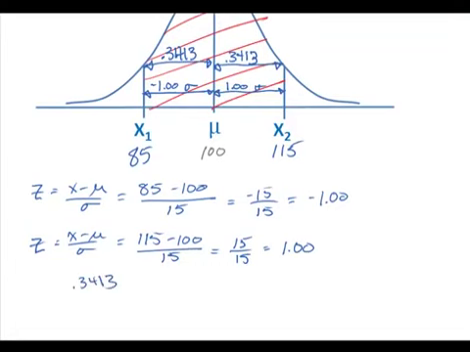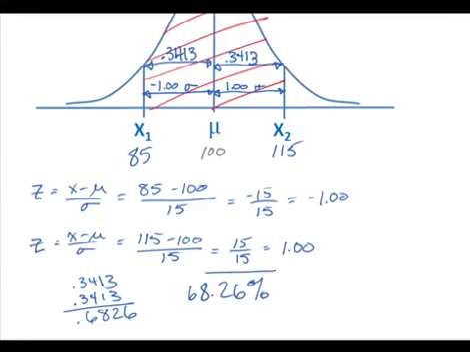Now if we add those two together, 0.3413 and 0.3413, we get a total of 0.6826. So the percentage of people that have an IQ score between 85 and 115 is 68.26% of the population.